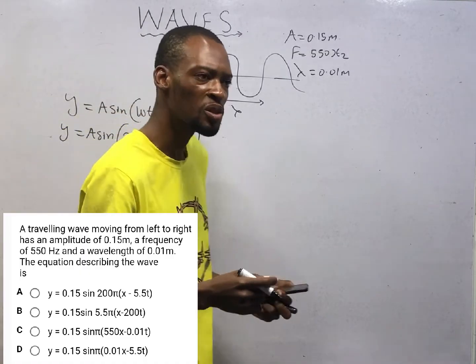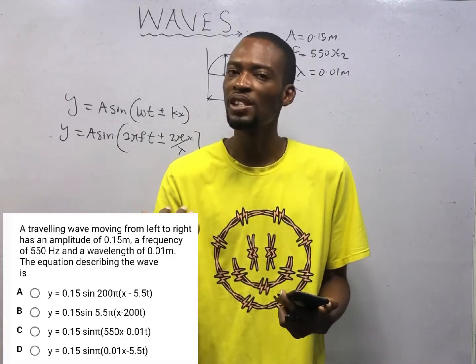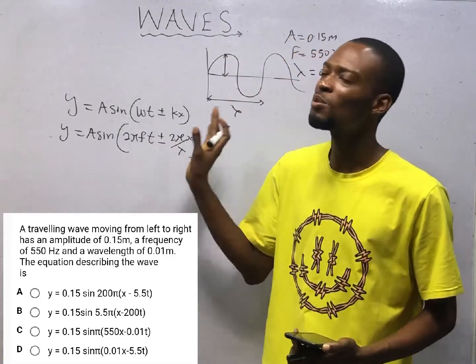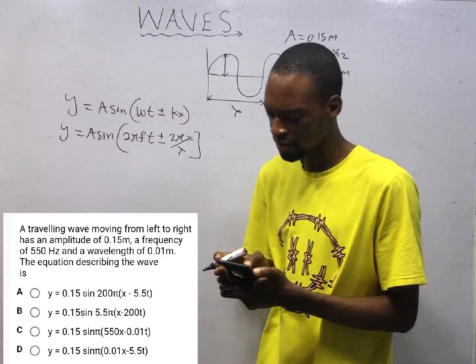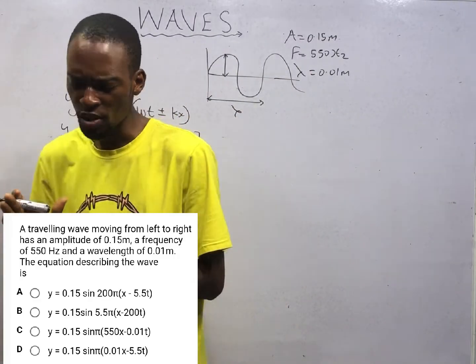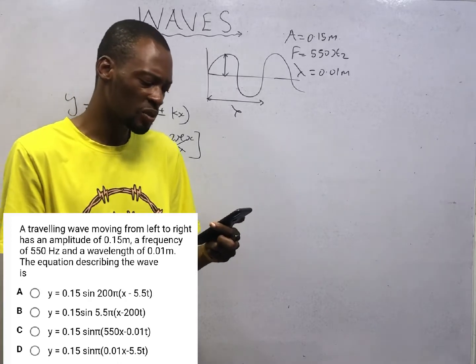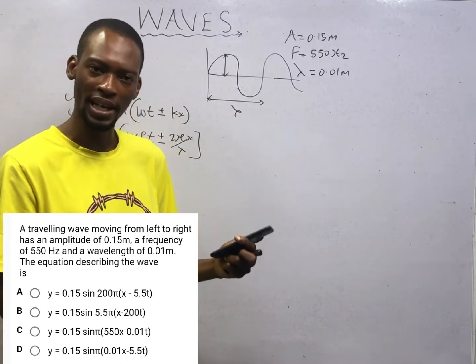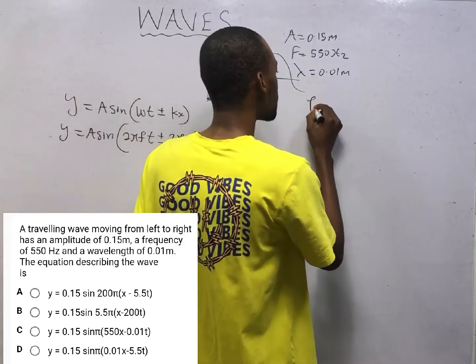Now, it is minus if the wave is moving in the positive s axis, and it is plus if it is moving towards the negative s axis. Now, this question specifies direction. It says the traveling wave is moving from left to right.